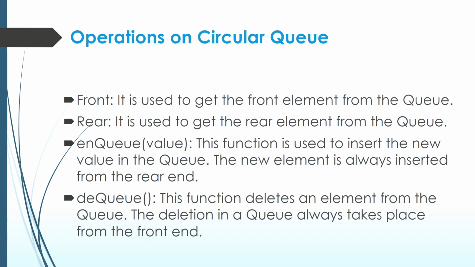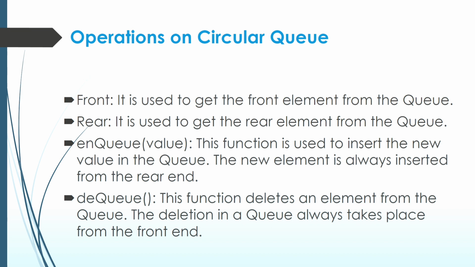So what are the operations of a circular queue? The following are the operations that can be performed on a circular queue. First is front. It is used to get the front element from the queue. The second is rear. It is used to get the rear element from the queue. The third is enqueue. This function is used to insert a new value in the queue. The new element is always inserted from the rear end. Then comes dequeue. This function deletes an element from the queue. The deletion in a queue always takes place from the front end.